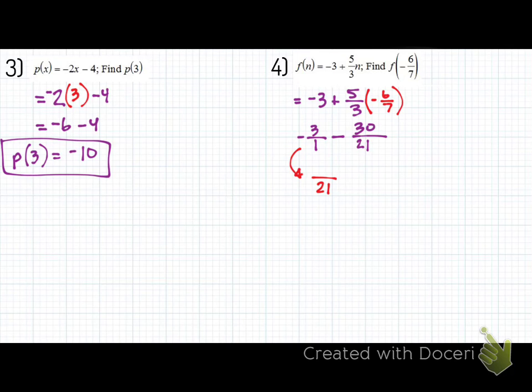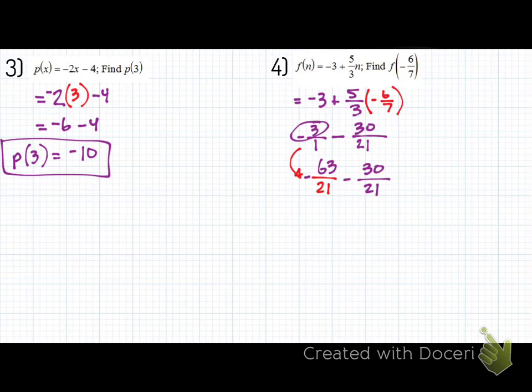I'll help you out. What's 1 times 21? Good. What's 3 times 21? 63. And we want to make sure to bring that negative down. All right, bring the rest of the problem down. Finish this up. I would like my answer to be simplified and a mixed number, okay?